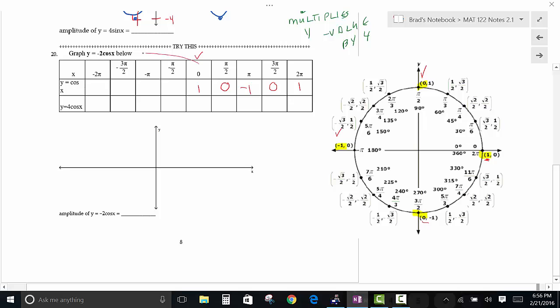And then these points are the same. See, 0 and negative 2 pi are coterminal, so they're the same cosine. Pi over 2 and negative 3 pi over 2 are coterminal, so they are the same. And then pi and negative pi are coterminal, so that's negative 1. And then 3 pi over 2 and negative pi over 2 are coterminal, so that's 0. So the points are going 1, 0, negative 1, 0, 1, 0, negative 1, 0, 1.